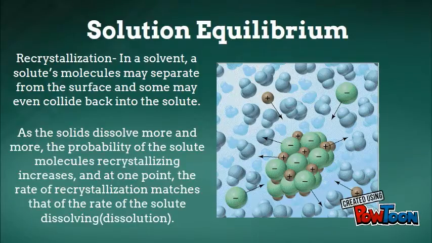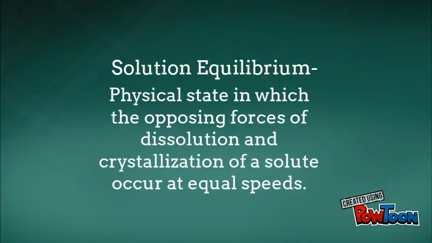As the solute begins to dissolve more, chances of the solute's recrystallization increase, with more separated solutes being in the solution. Eventually, the rate at which the solutes separate matches the rate of crystallization. At this point, solution equilibrium is achieved, where dissolution and recrystallization occur at the same rate.